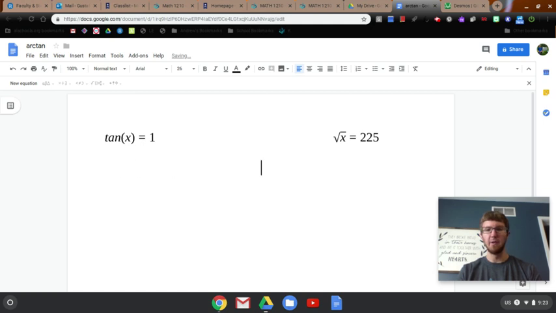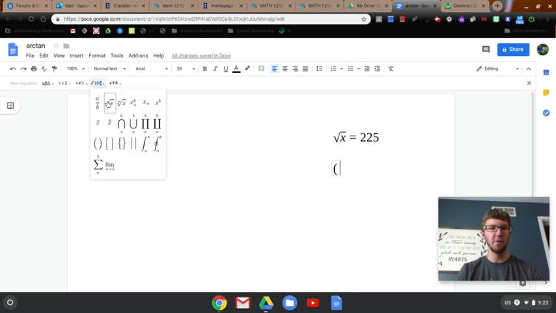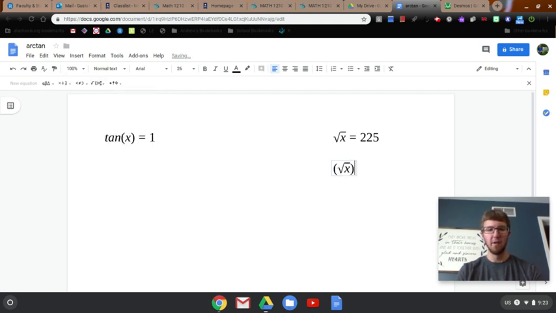So if I take the square root of x, squared, I'm going to be left with just x. So I've solved for x. And I have to do the same thing to both sides. I have to keep that equation balanced. So I'm going to take 225 squared. And that's how I'd solve for x.